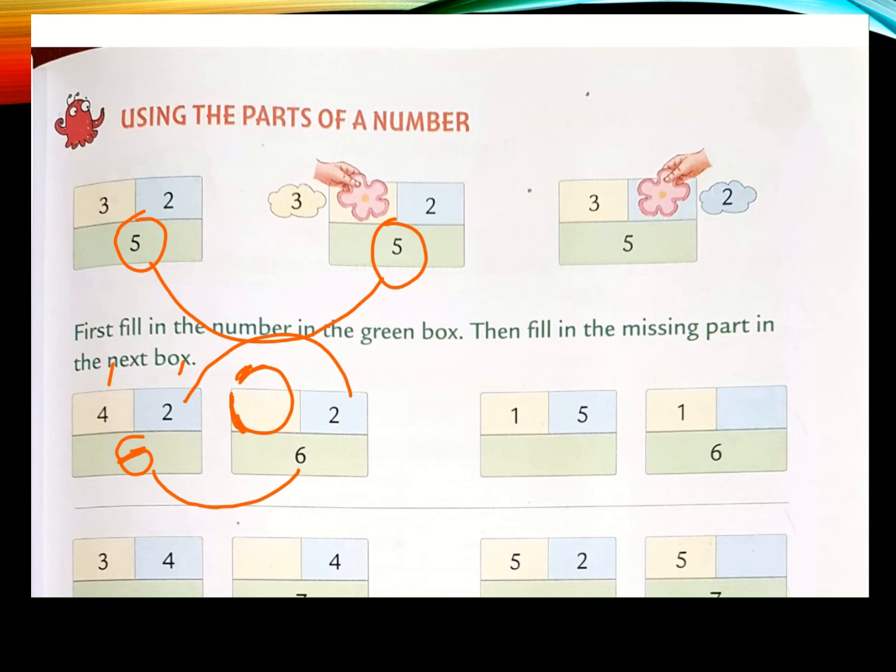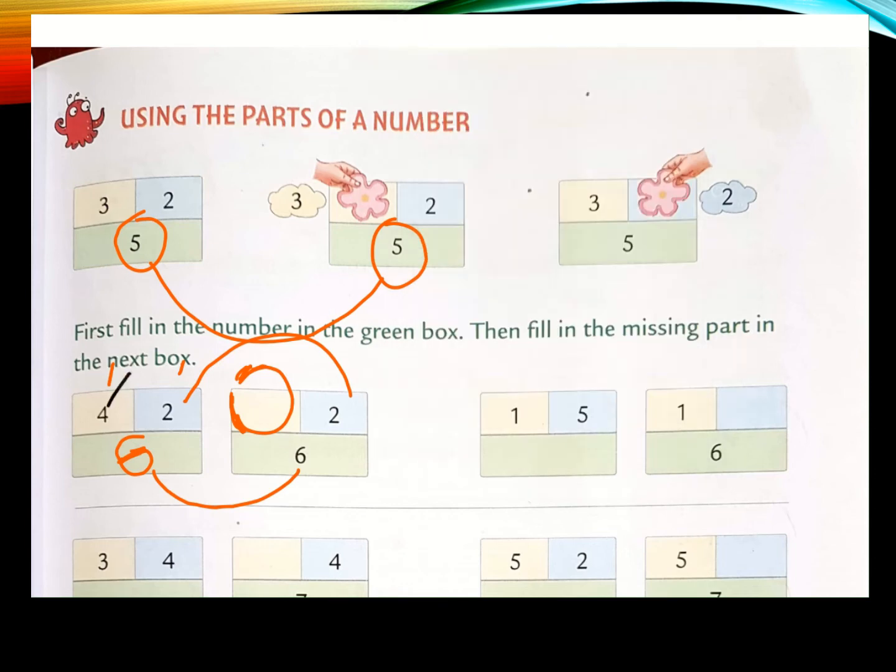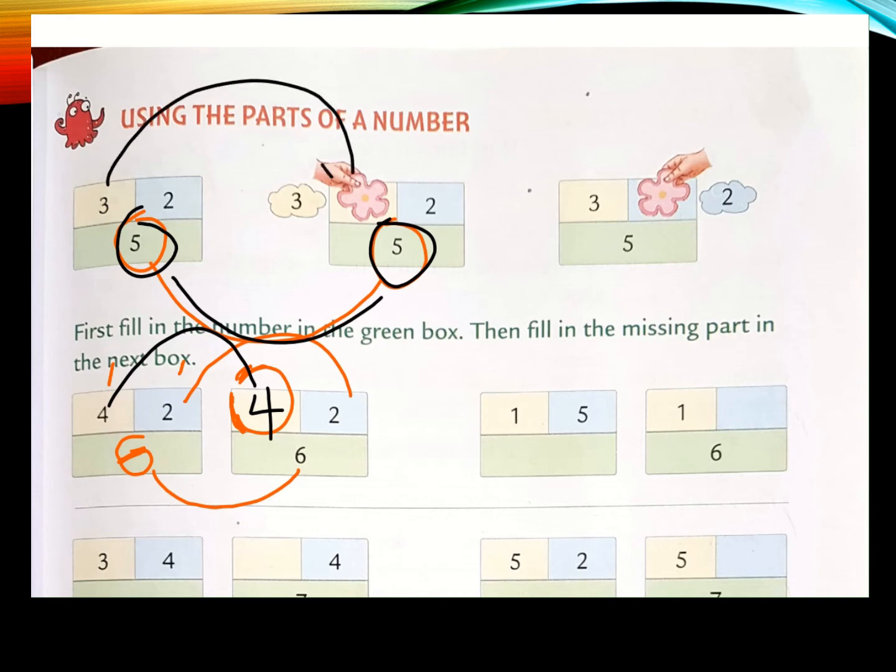Let's check this. 5 and 5, and you have number 3 here and number 2 on the other side.